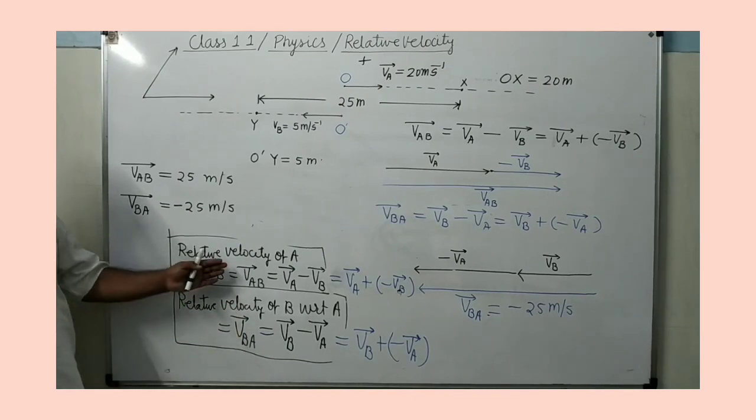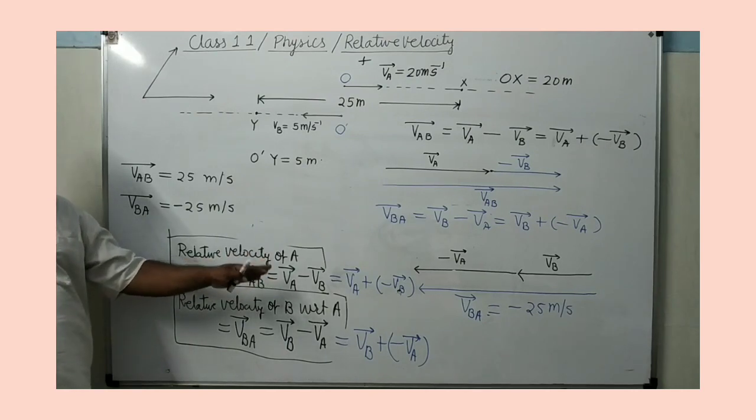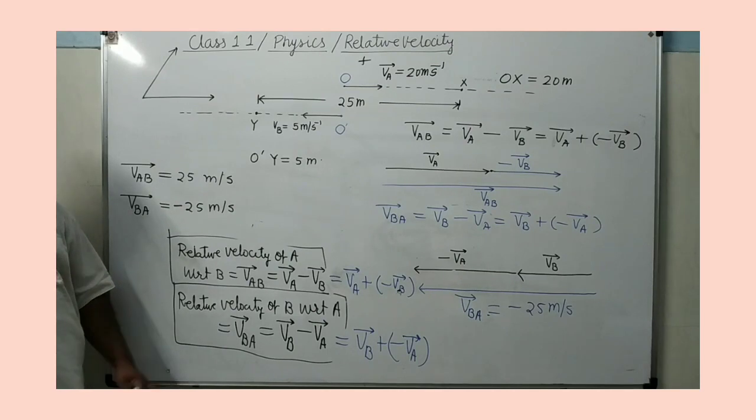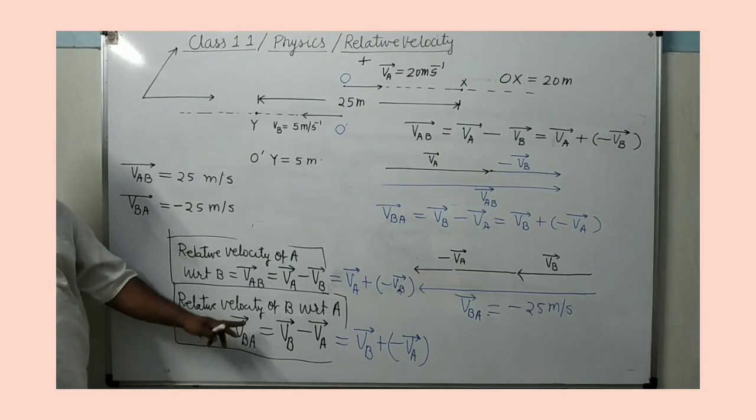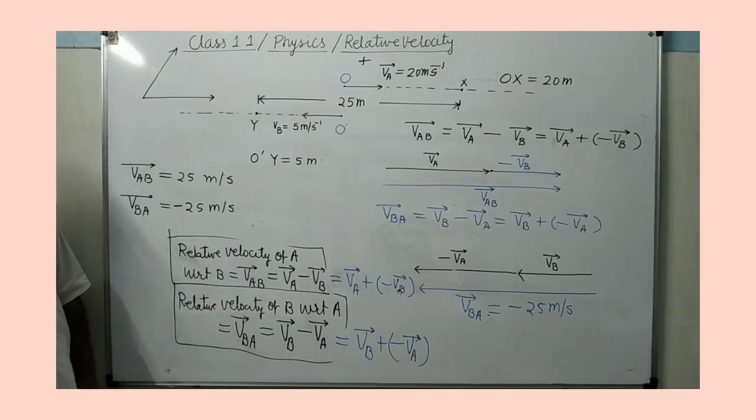So here, relative velocity of A with respect to B means in the velocity vector of A you will add the negative velocity vector of B. Similarly, in relative velocity of B with respect to A, in the velocity vector of B, you will add the negative velocity vector of A.